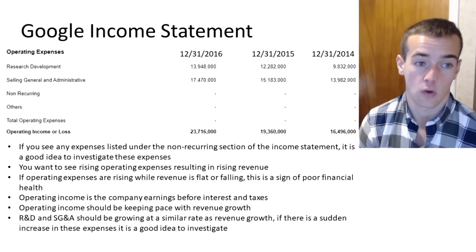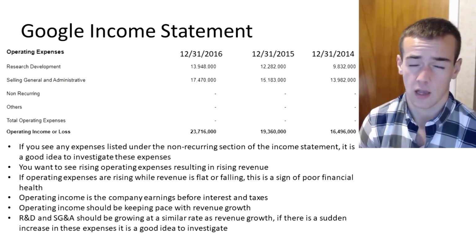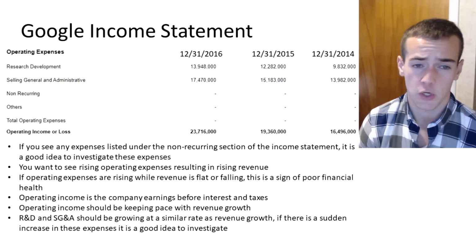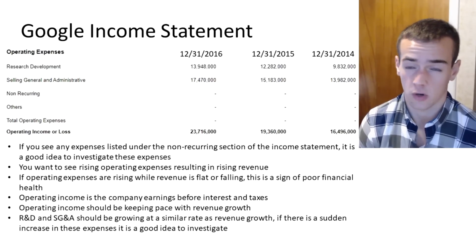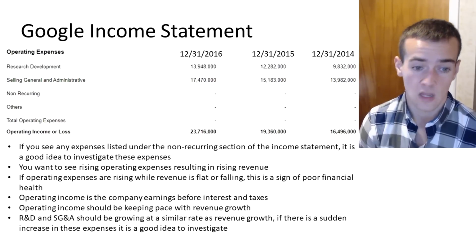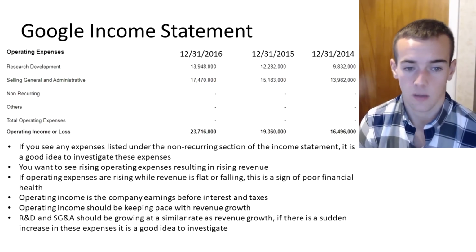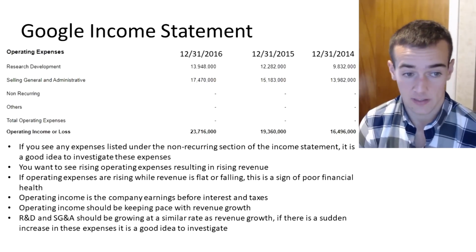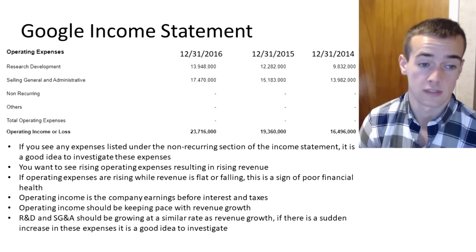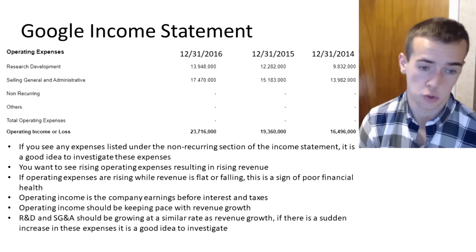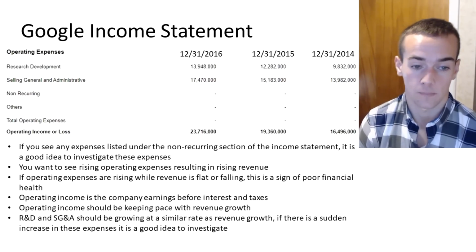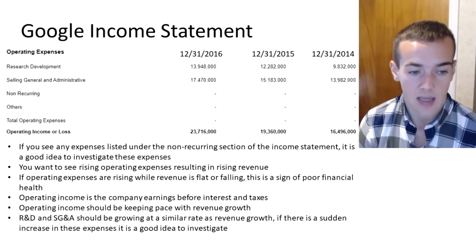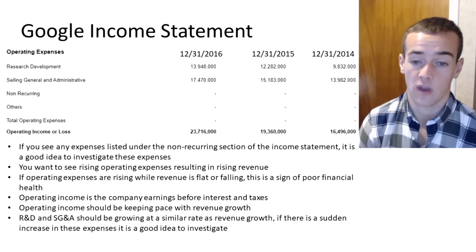And as we already saw on the operating income, we are seeing healthy, rising revenue. So that's a good indicator that the expenses are under control and they are reasonable. So operating income is the company's earnings before interest and taxes. At the bottom we see operating income or loss, and Google is currently not operating at a loss, as you can tell. Operating income is the company's earnings before interest and taxes are paid, and operating income should be keeping pace with revenue growth.